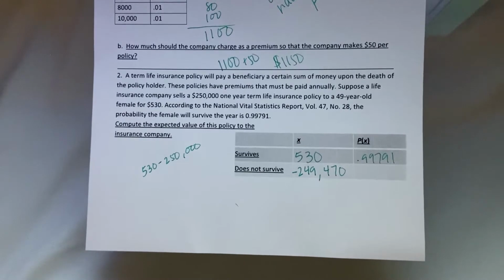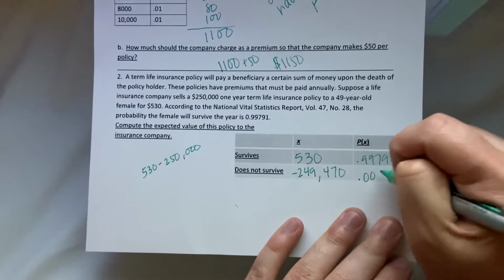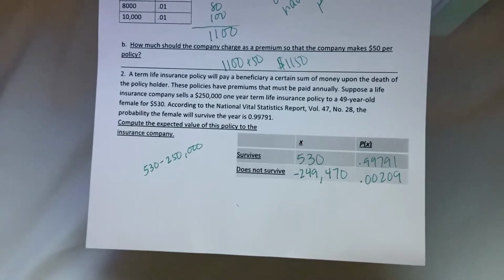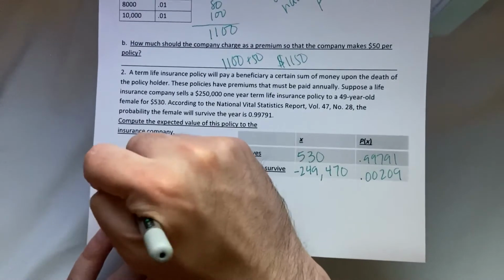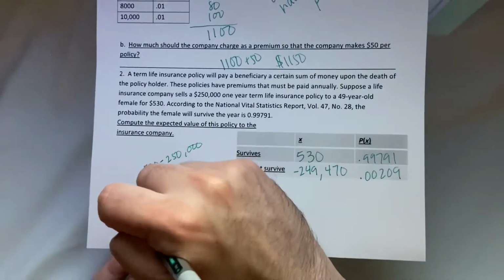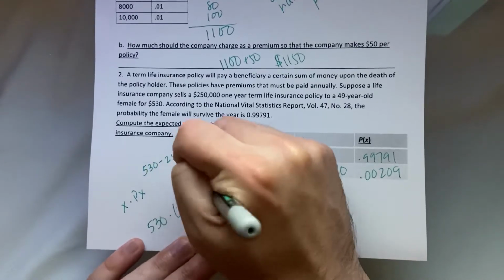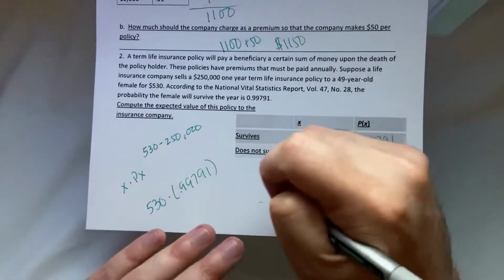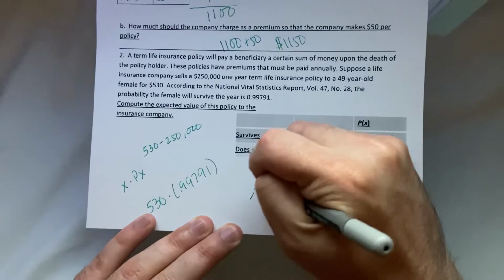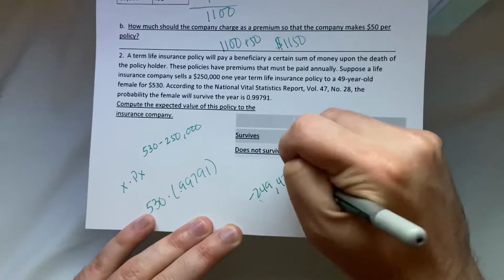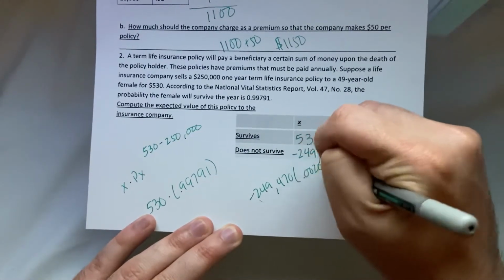Now, what are the chances of her dying? Well, it's the opposite of living, right? So it should be 1 minus the chance of living, which ends up being 0.00209. Now, if I want to do the expected value, I need to multiply my x times p of x in each of these. So we've got 530 times 0.99791. And then we'll have negative 249,470 times 0.00209.